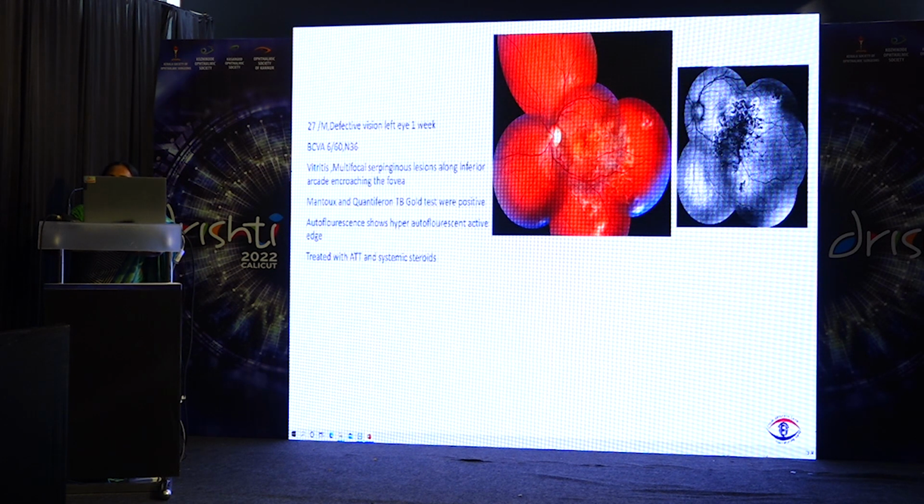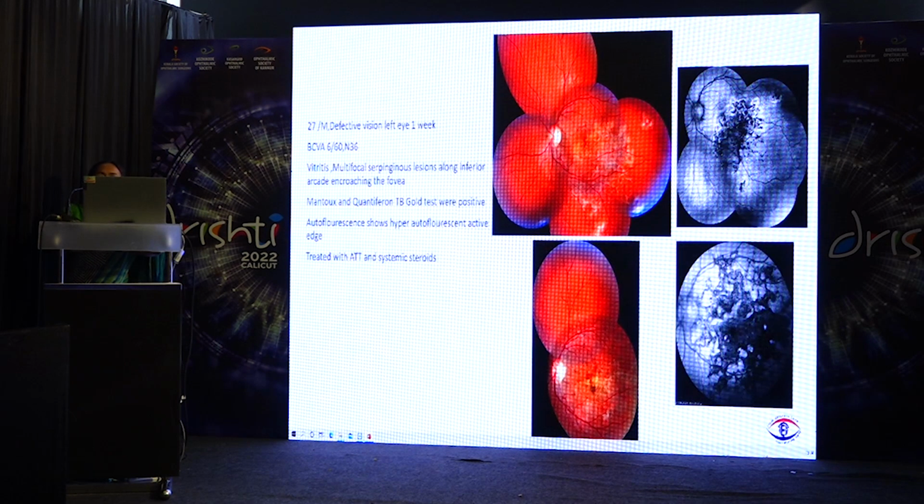In this patient also, Mantoux and QuantiFERON was positive, and he was treated with ATT and systemic steroids. In such cases, if you treat the patient with ATT alone, it can lead on to paradoxical worsening. So you combine with systemic steroids. It is an immunological mechanism, and if you start with systemic steroids alone, it can lead on to recurrences. He was treated with ATT and he recovered.